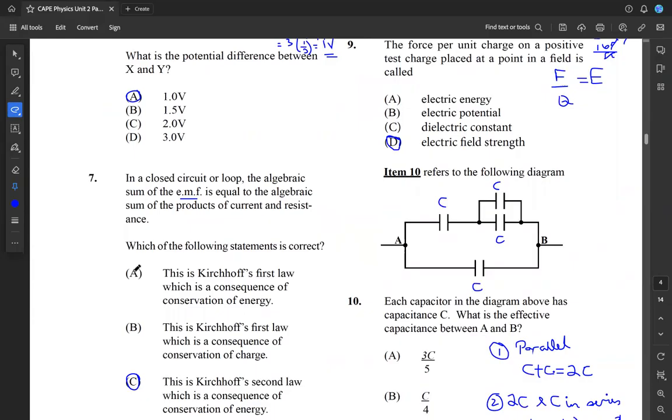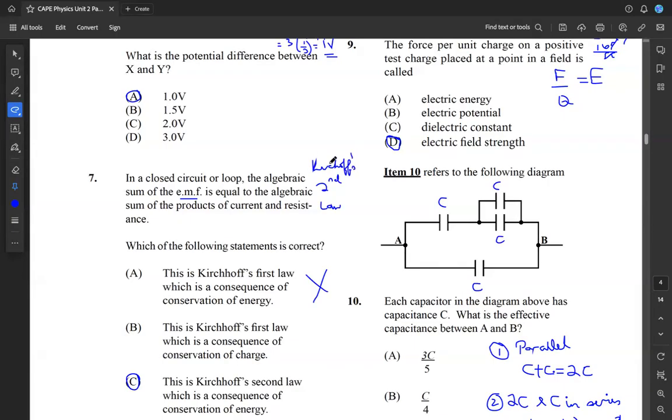In the first case, they're saying this is Kirchhoff's first law, which is a consequence of conservation of energy. Now we know that's not true. This is not Kirchhoff's first law, and even so, the first law is not based on conservation of energy, it's based on conservation of charge. So we can rule this one out. The second one says this is Kirchhoff's first law, which is a consequence of conservation of charge. This is not Kirchhoff's first law, it's his second law. So let's write that up here first of all. It's Kirchhoff's second law.